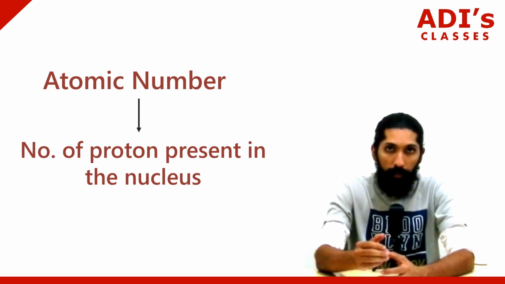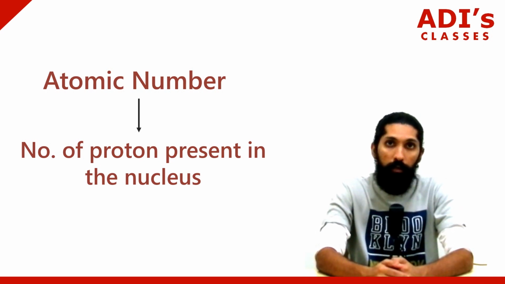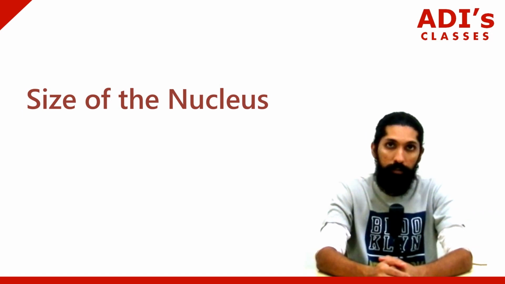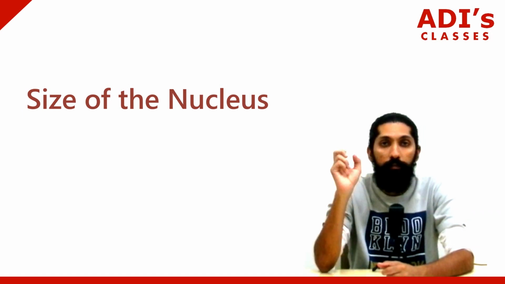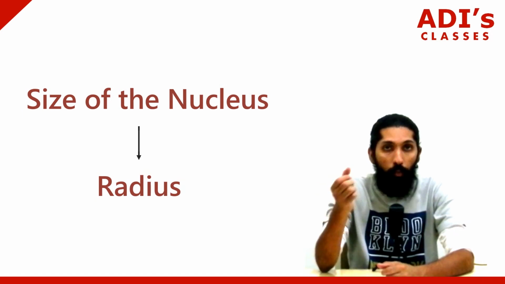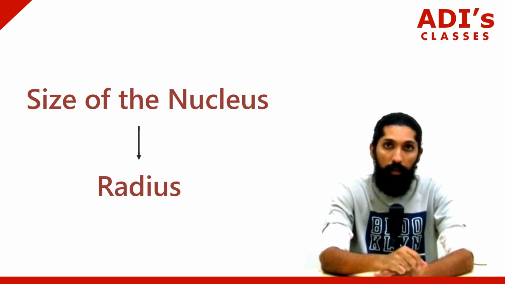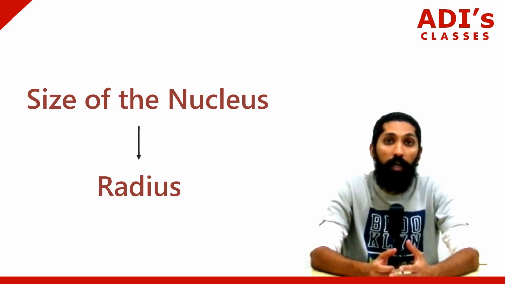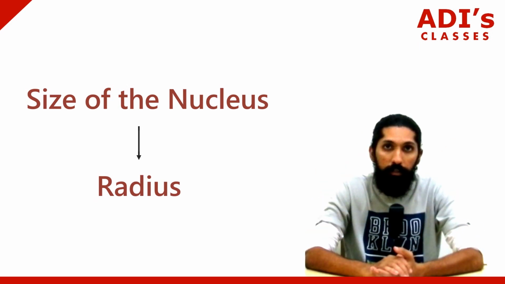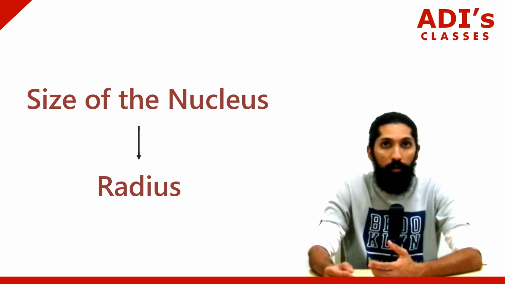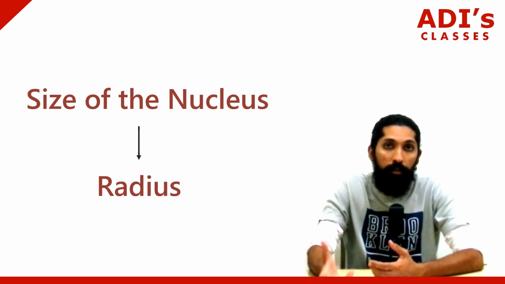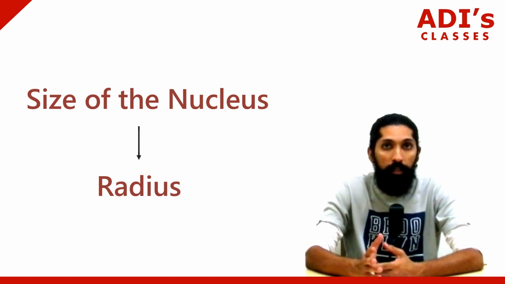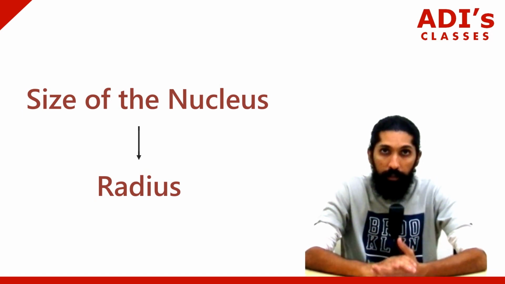Now, whenever we talk about a nucleus, a very important thing comes into the picture, which is the size of the nucleus. When we take the size of a nucleus, what we talk about is the radius. Because how do we generally represent a nucleus or an atom? We draw it like a sphere, correct? That means the size of the nucleus is pretty much the same as the radius, because if you know the radius, you can calculate the volume. It's a sphere, isn't it?